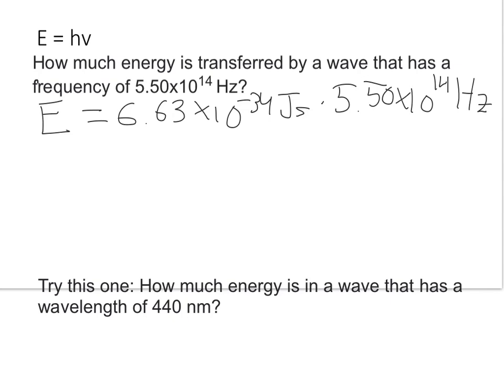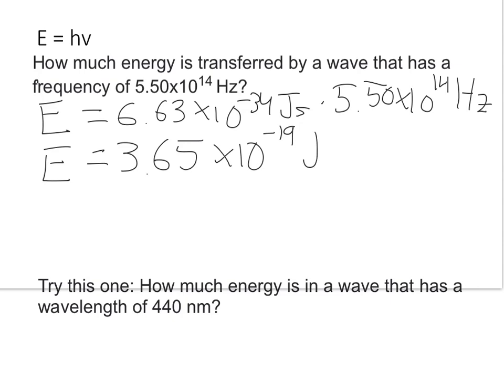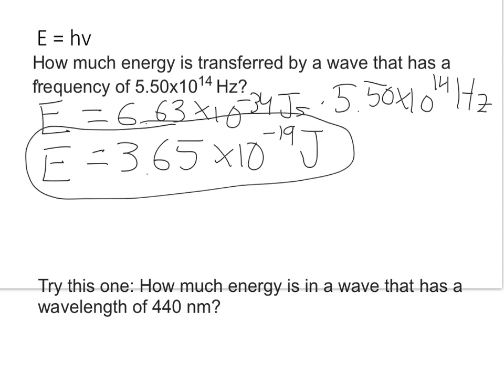Now once I do that math, okay, I end up with this, right? And I'm going to round it to sig figs. Okay, my E is equal to 3.65, right, times 10 to the negative 19th joules. That's how much energy is transferred by photons with that frequency.